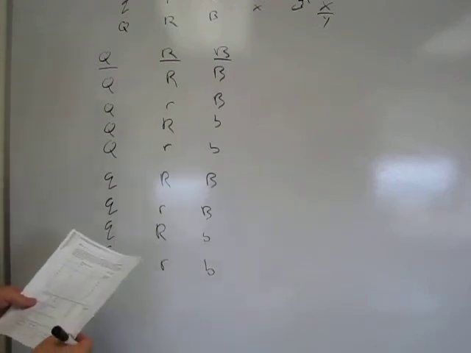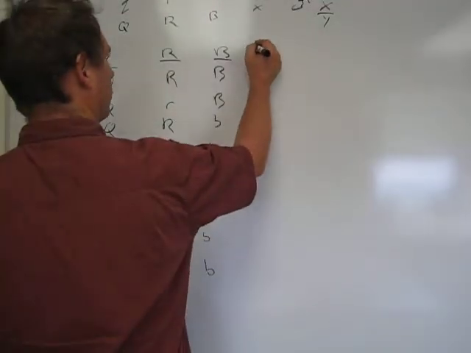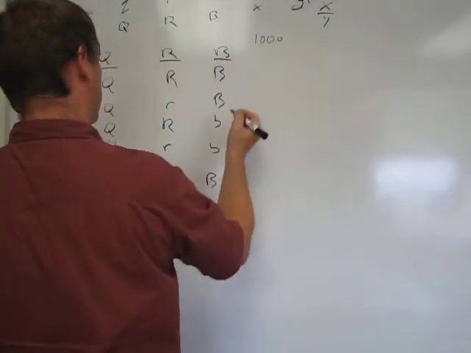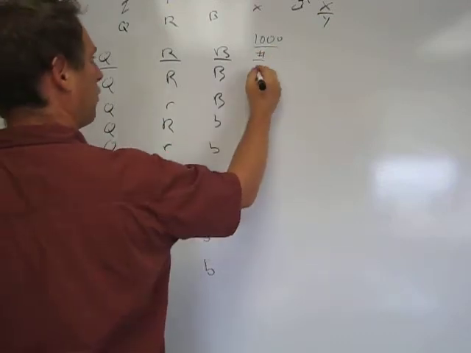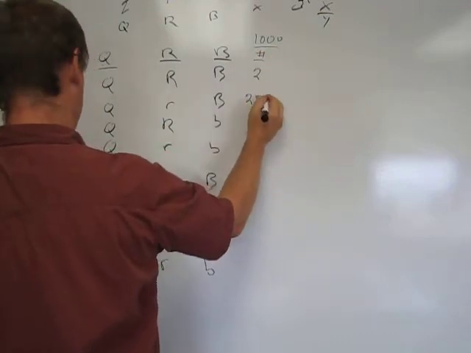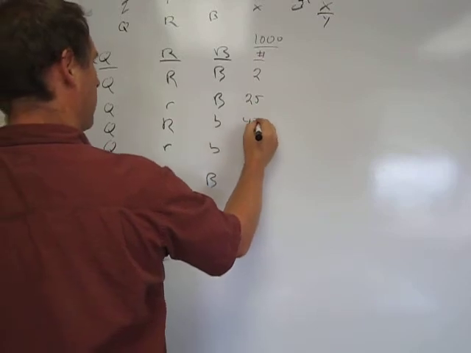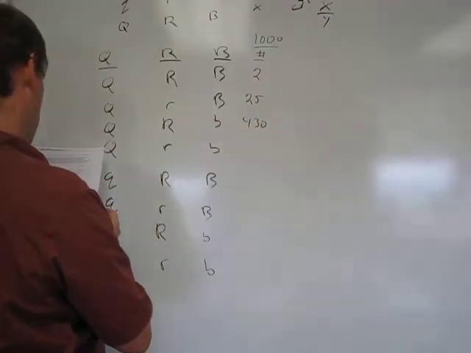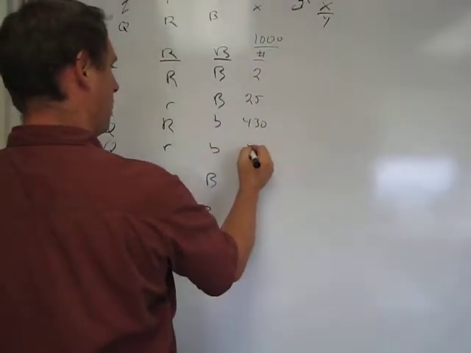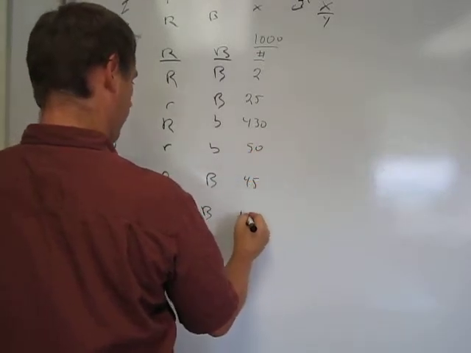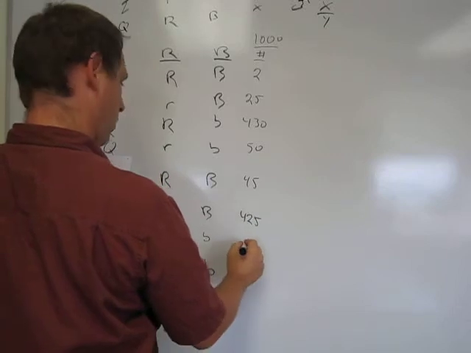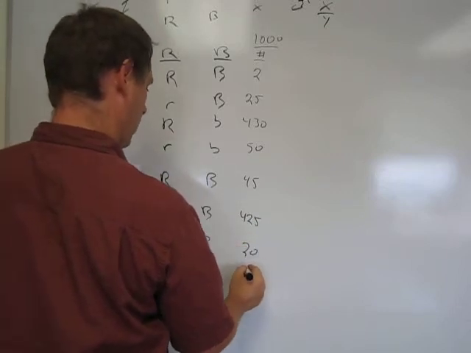The data for the total number of offspring, we're going to say there's 1,000 offspring, and the numbers are 2, 25, 430, 50, 45, 425, 20, and 3.